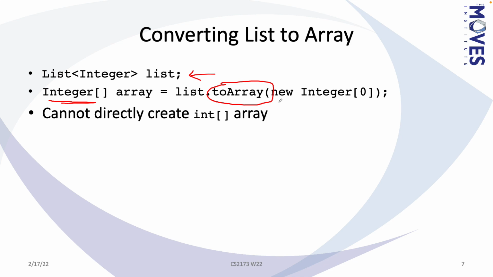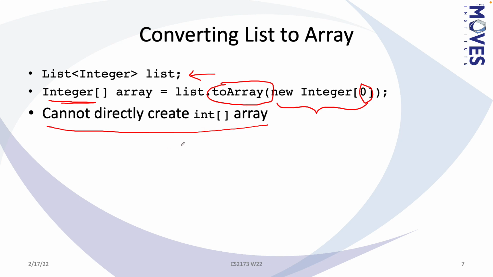Well, the way they have it set up is you pass in an instance of the array that you want to turn this into. And notice that I can pass in a 0-length array because it doesn't use this array. All it uses this array for is to figure out what type of thing you want to turn this into. However, if I want to create an array of primitives from this, then I can't do it directly. I have to do some work.